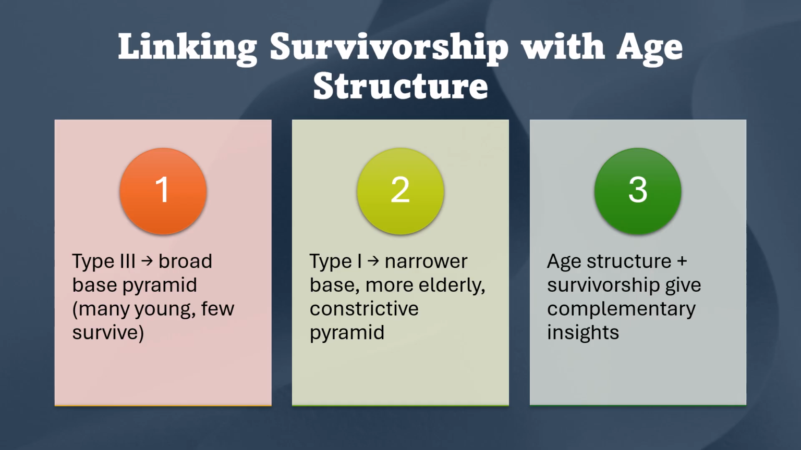Survivorship curves and age structure are two sides of the same coin. For instance, type 3 species tend to have populations with an expansive base, full of young individuals but with high early mortality. Type 1 societies often have constrictive pyramids, reflecting fewer children but more elderly survivors. These two demographic tools reinforce each other, giving us a deeper picture of population dynamics. It's like layering X-ray images. We see the bones and the organs together.